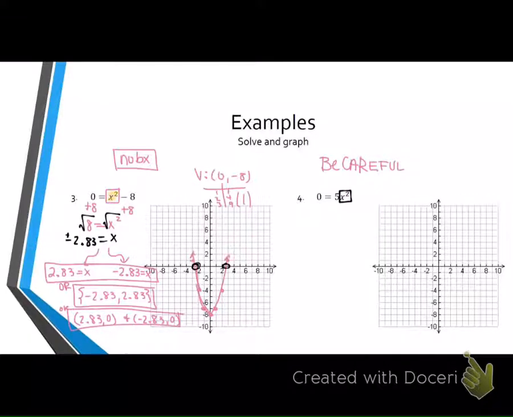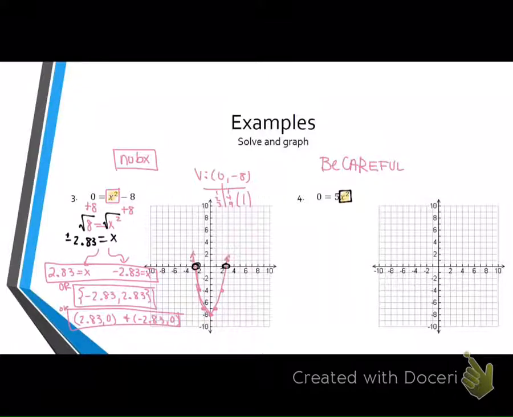This x is the only thing being squared. Is this 5 being squared? No. A lot of kids will think that it's being squared, so they'll just take the square root right away. That does not work. Do you understand me? So you need to make sure you isolate the x squared piece first.